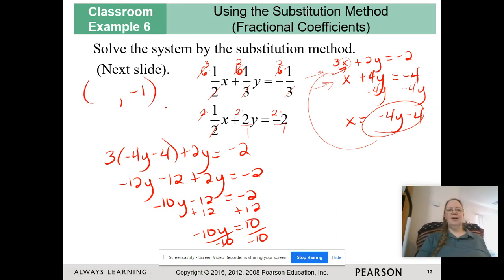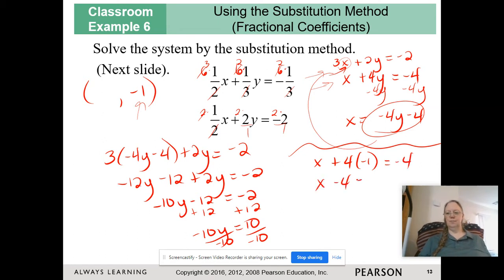Okay, now I'm going to take this and I'm going to substitute. Technically, I should substitute into one of the originals, but I'm going to substitute into one of these just because. So it looks like this bottom equation right here. Plus 4, my y is negative 1. I'm going to add 4. And I get x is equal to 0.